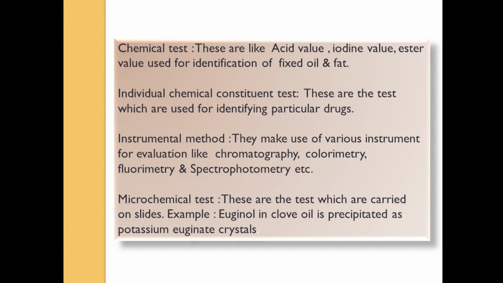Microchemical tests are the tests which are performed on a slide. For example, eugenol in clove oil is precipitated as potassium eugenate crystals. So eugenol, which is the important constituent present in the clove oil, when precipitated forms potassium eugenate crystals, and those crystals are seen under the microscope. From that we can identify the drug as well as determine the quality of the drug.